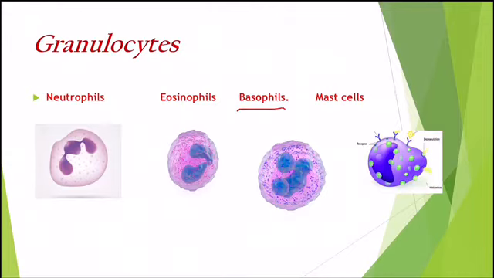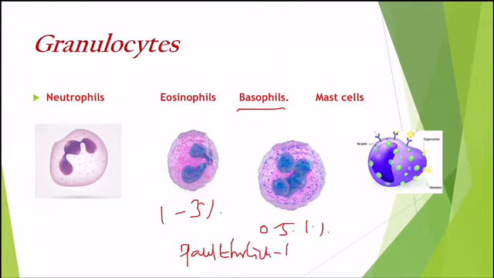The third one is the basophils. They are found in the blood, about only 0.5 to 1%. Eosinophils generally constitute about 1 to 3%. The basophil number is very low, less than 1%. Basophils were discovered by Paul Ehrlich in 1879. He named them mast cells, which are present in the tissues, for which he received the Nobel Prize. Basophils also contain granules.